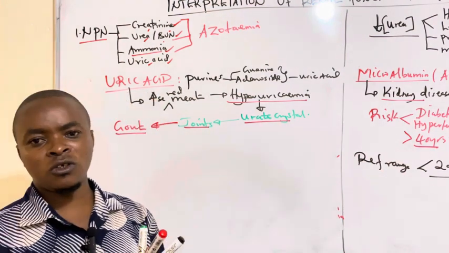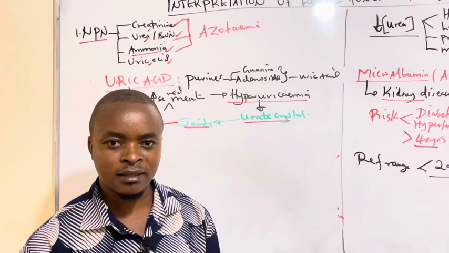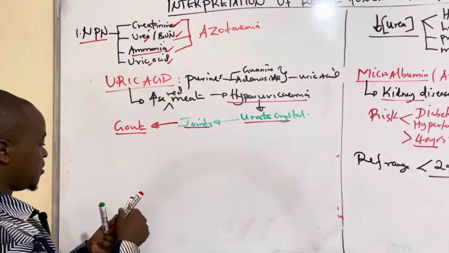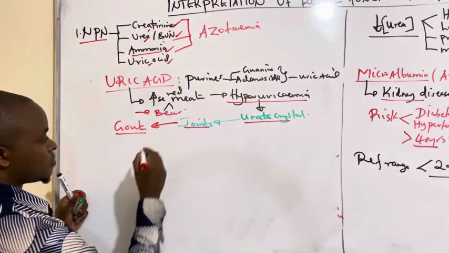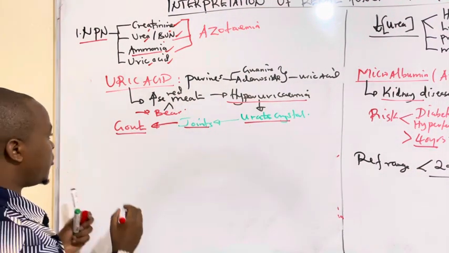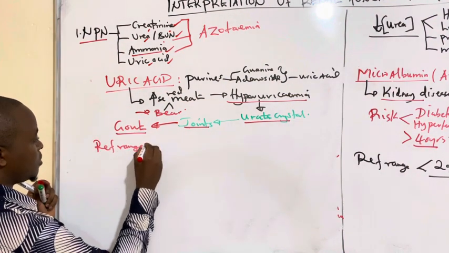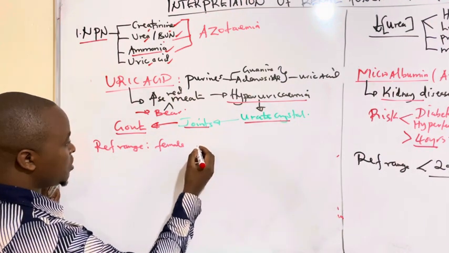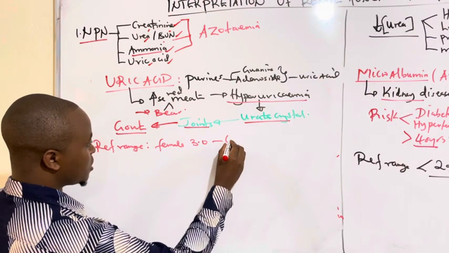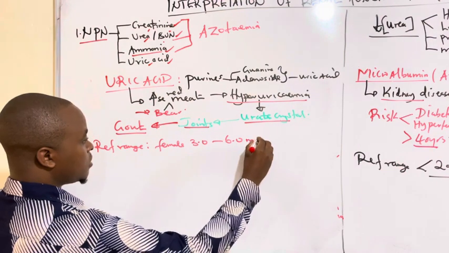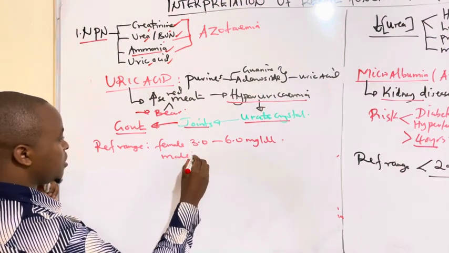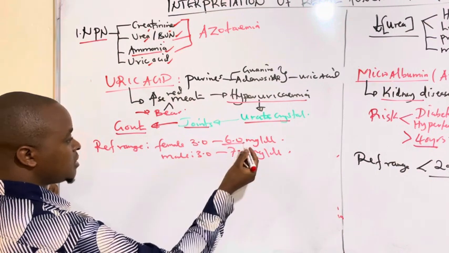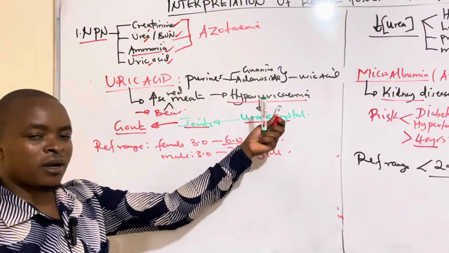So whenever you have swollen joints, especially on the feet or legs, and you feel much pain and you have been taking much meat and even sometimes much beer, you can always go and test for uric acid levels. The reference range of uric acid levels for female should be between 3.0 to 6.0 milligrams per deciliter. Then for male, it should be 3.0 to 7 milligrams per deciliter. So whenever you find greater than 6 or greater than 7, that is what we call hyperuricemia.